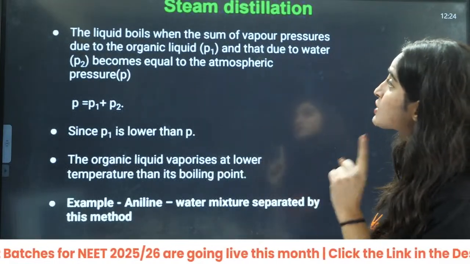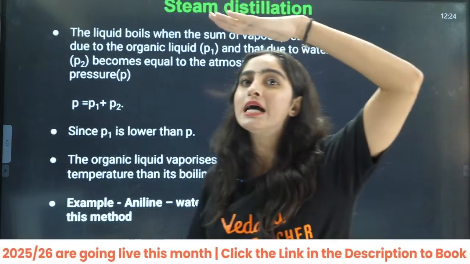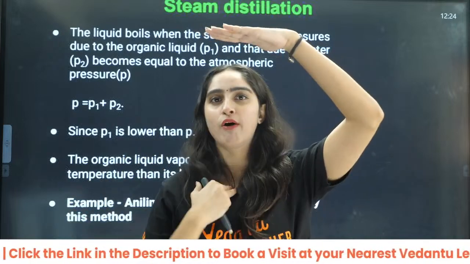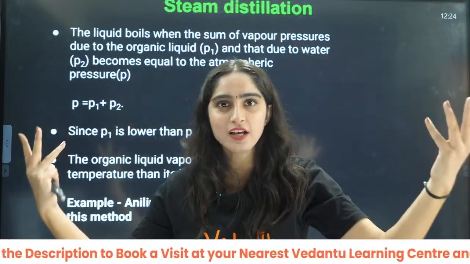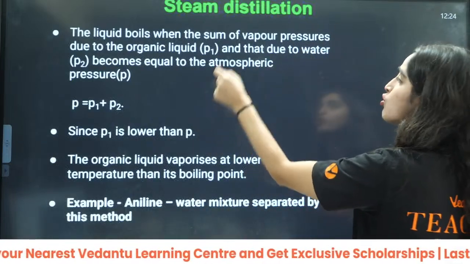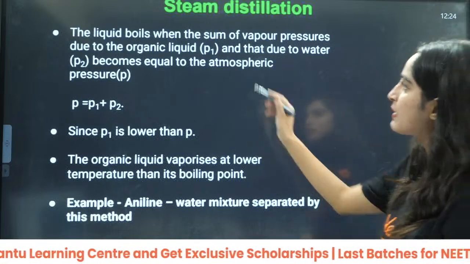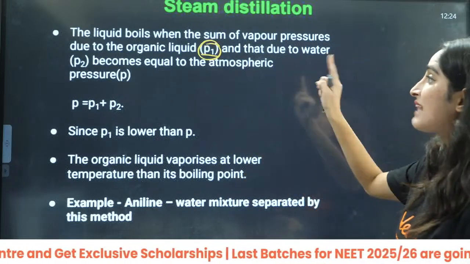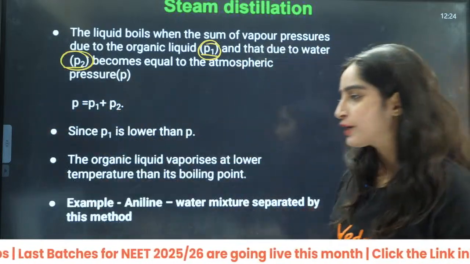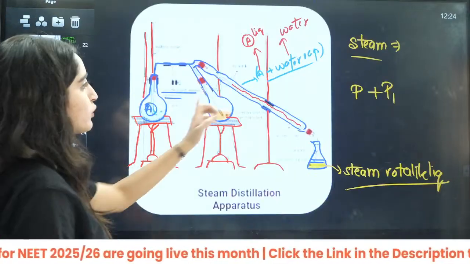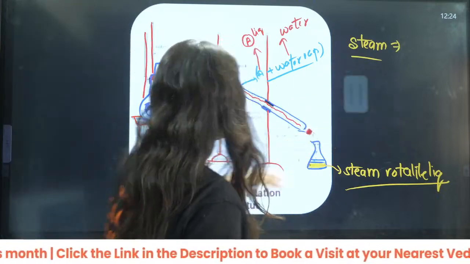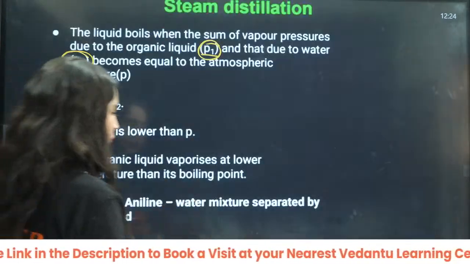Next, the liquid boils when summer vapor pressure, very, very important. What I told you, either you can reduce the atmospheric pressure or you can... So they are saying the liquid boils when the summed vapor pressure due to organic liquid, that is P1, here they are taking liquid as P1, and that due to water, P2. What I told you, I took P as organic compound and P1 as water vapor. What they took here, we will see one thing only.